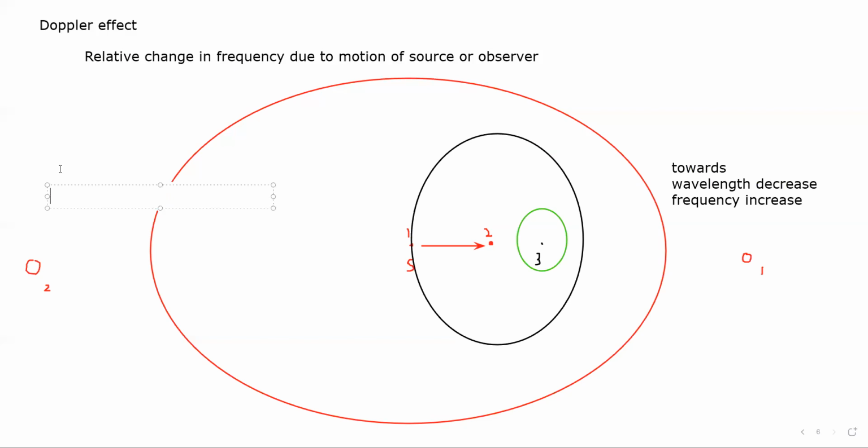So here the source is moving away. When it is moving away, what we observe is that the wavelength appears to increase and the frequency decreases, and this relative change in frequency and wavelength due to motion of source and observer is called the Doppler effect.